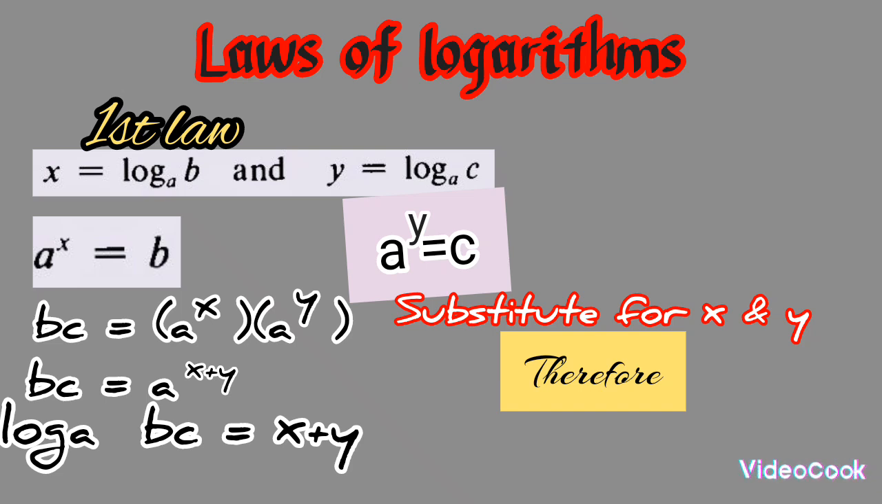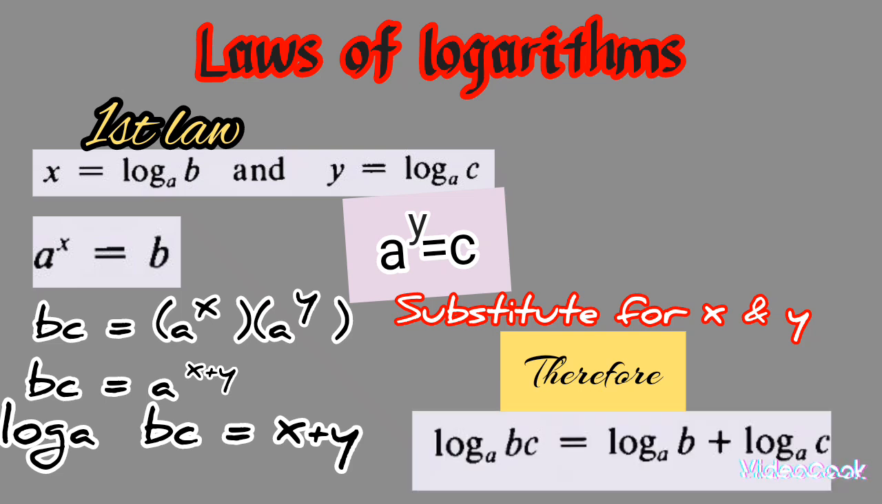So that's going to mean that the logarithm to the base a of the product b and c is going to be equal to the logarithm to the base a of b plus the logarithm to the base a of c. So this defines the first law of logarithms.